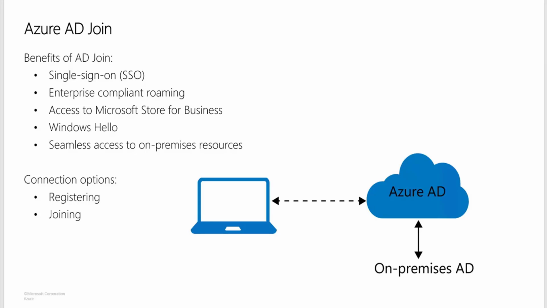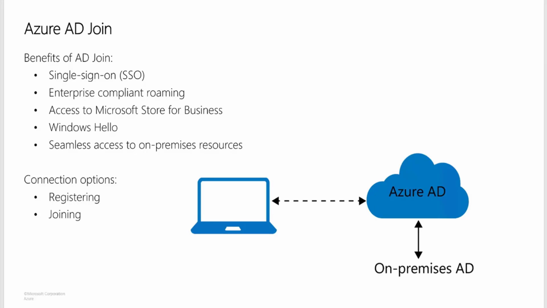So the connection options are registering and joining. Registering a device to Azure AD enables you to manage a device identity. So when a device is registered, Azure AD Device Protection provides the device with an identity that is used to authenticate the device when a user signs into Azure AD.